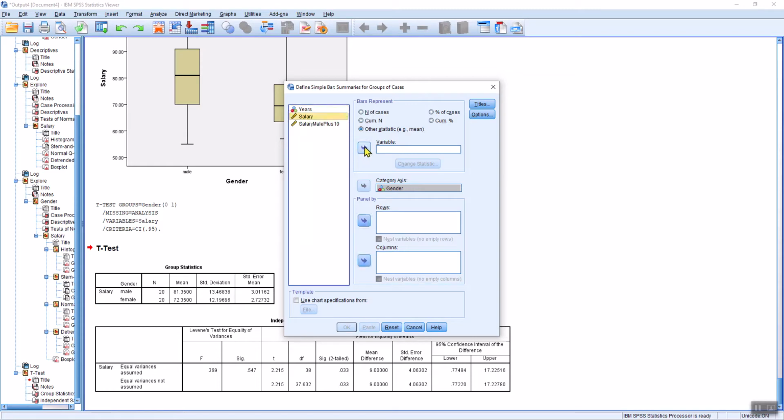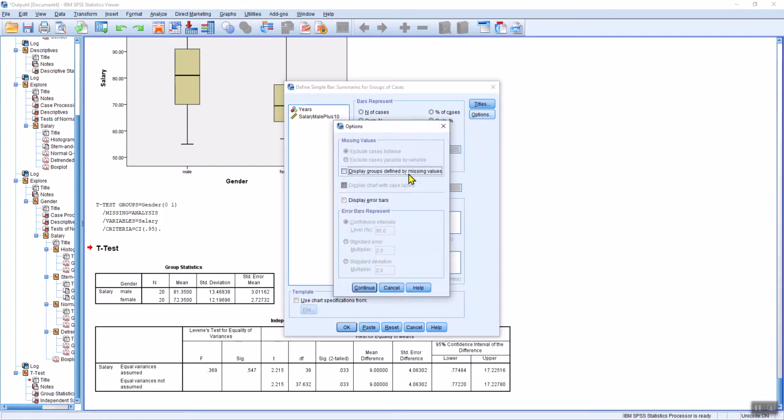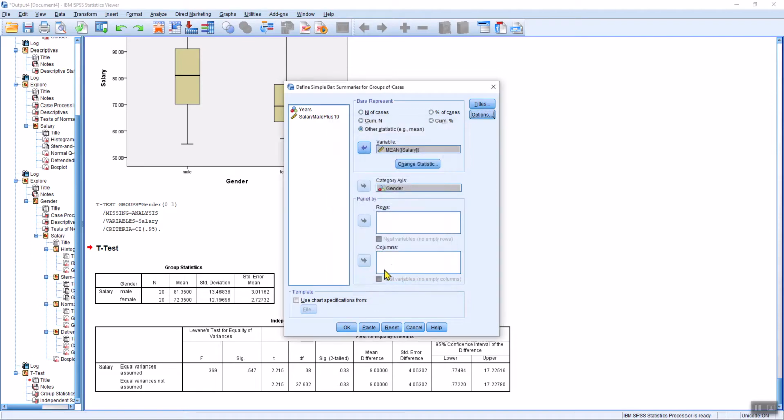And I'm going to use salary as my test variable for the bar chart. And click options just to see what's there. I always like to see the error bars in terms of confidence intervals. I never use the standard errors or standard deviations. Some people do. It's kind of confusing in publications. People should all be using the same thing. I use the 95% confidence interval in my bar charts. So I click continue and then hit OK.